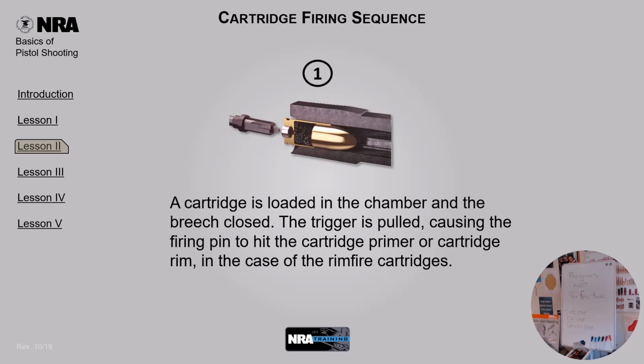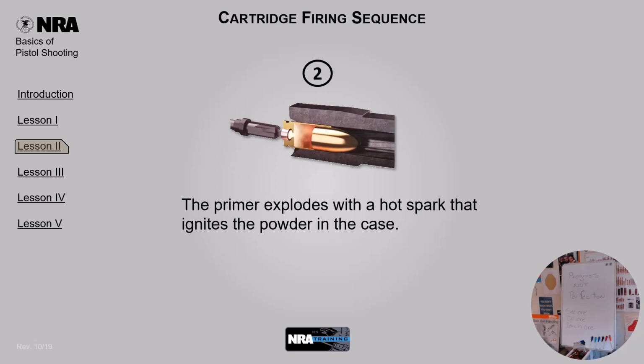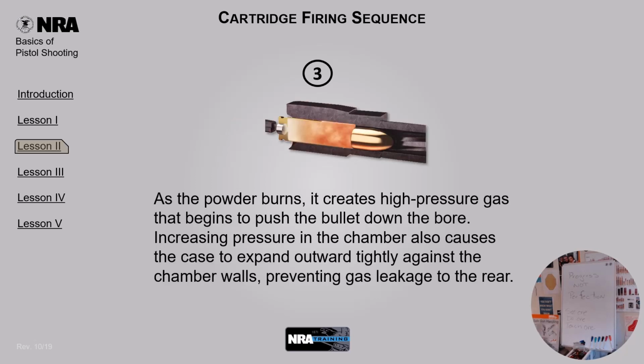So the cartridge is loaded in the chamber and the breech closed. The trigger is pulled, causing the firing pin to hit the cartridge primer, or the cartridge rim in the case of a rimfire cartridge. No matter what, it's hitting the primer. The primer explodes with a hot spark that ignites the powder in the case. As the powder burns, it creates a high pressure gas that begins to push the bullet down the bore. Increasing pressure in the chamber also causes the case to expand outward tightly against the chamber walls, preventing gas leakage to the rear.